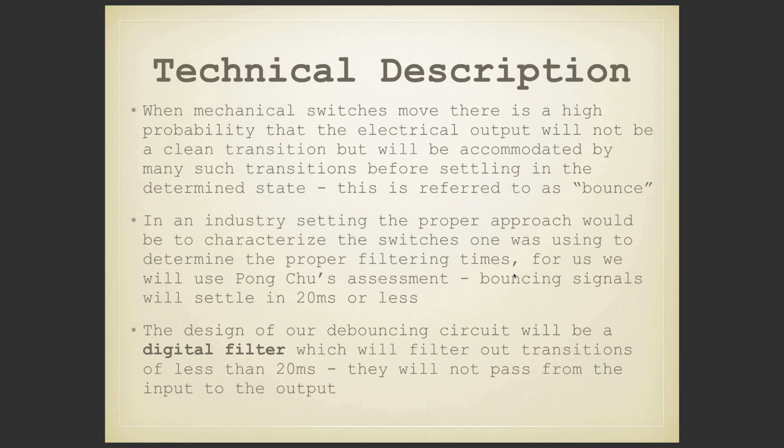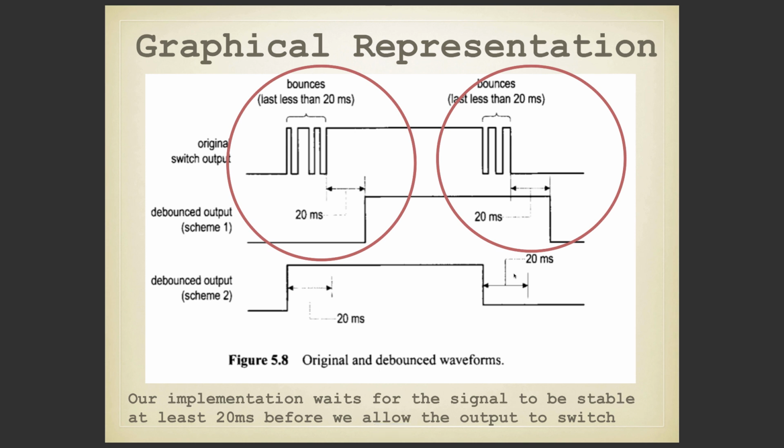As I stated previously, what we're going to do is design a digital filter which will filter out transitions less than 20 milliseconds. You can look at this in Pong Chu's representation of 5.8 and see that he had two options. The option referred to as scheme 2 on the bottom is not what we're doing. This option causes the output to switch whenever the input switches. The problem with that is if there's a glitch on the input, your machine would still respond.